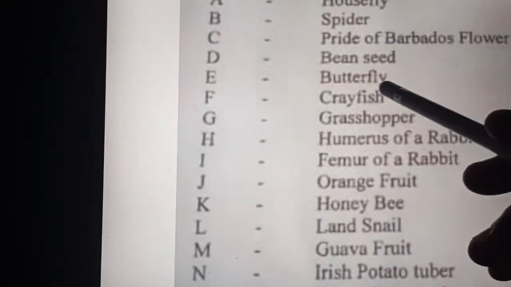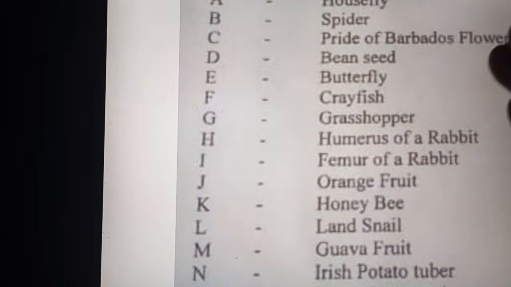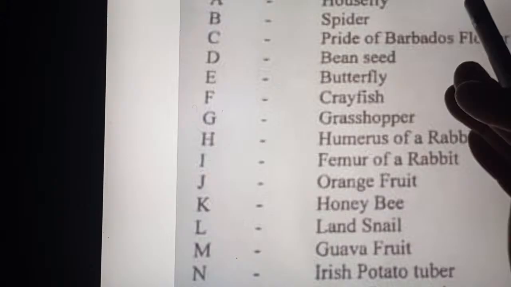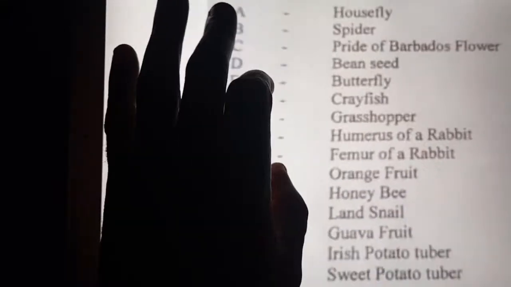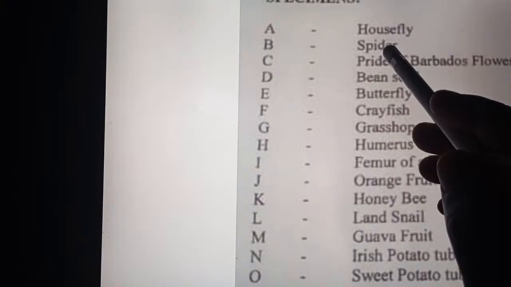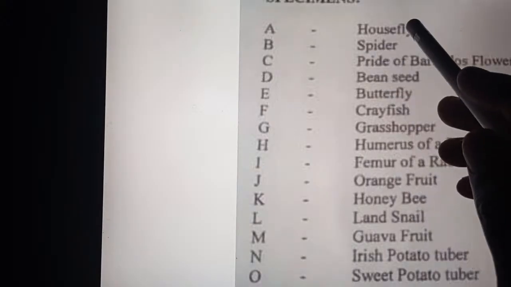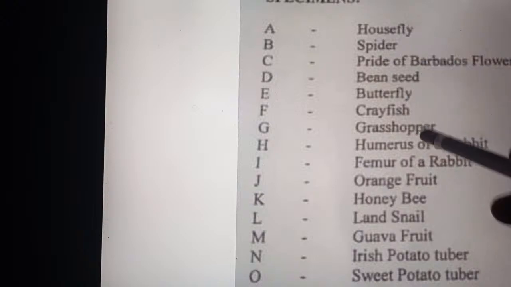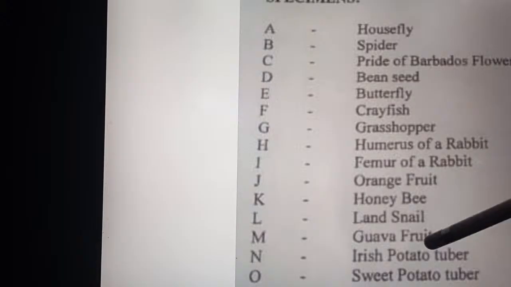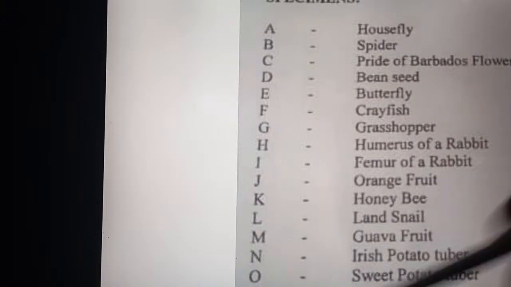So remember that crayfish has 10 walking legs, which means 5 pairs of walking legs, while spider has how many pairs? 4 pairs. Then housefly, butterfly, grasshopper, and honeybee all have what? 3 pairs of walking legs. Then orange fruit and guava fruit, both of them are fleshy fruits, and they are actually berries.